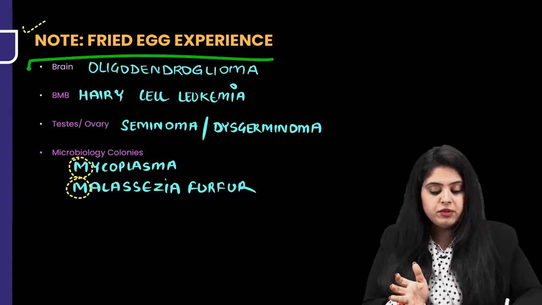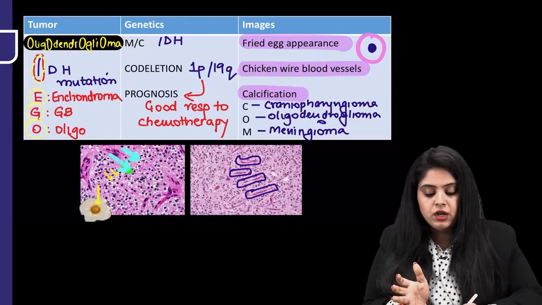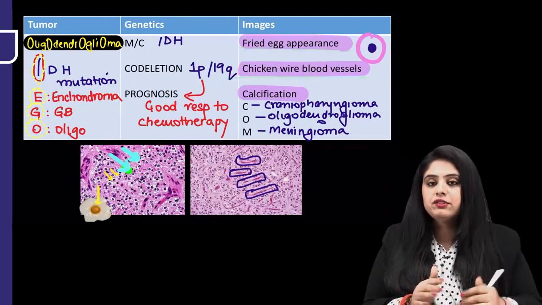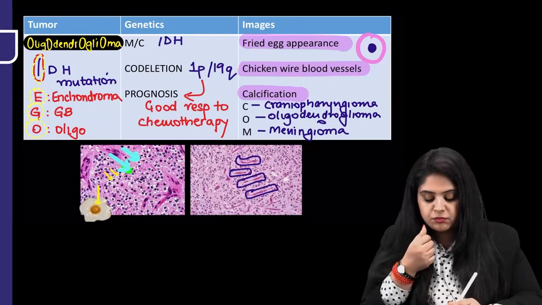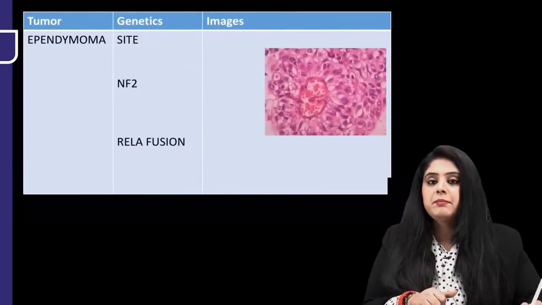Why did we study this? Because today we are studying a brain tumor called oligodendroglioma. This is also done. Shall we move forward? The next brain tumor that we have to go on to is known as ependymoma.